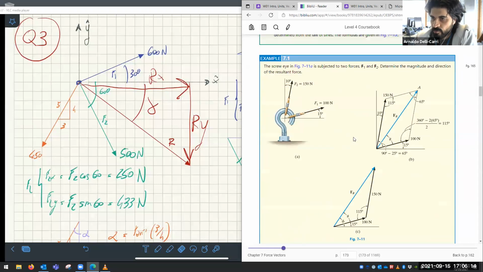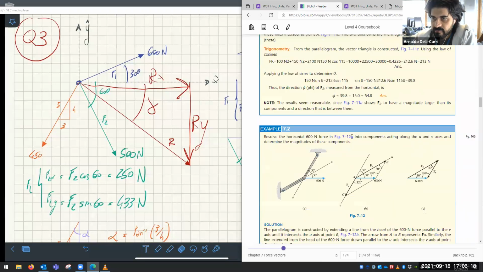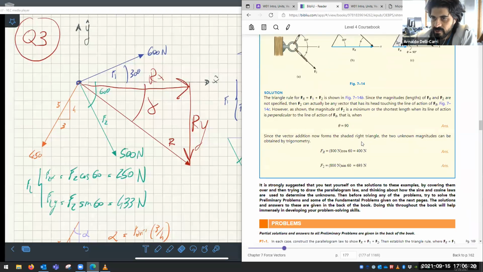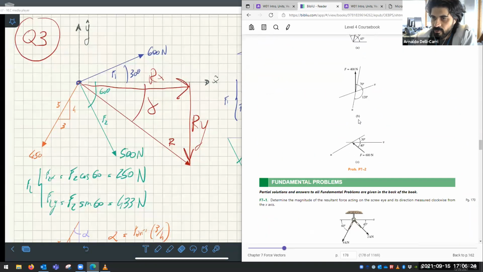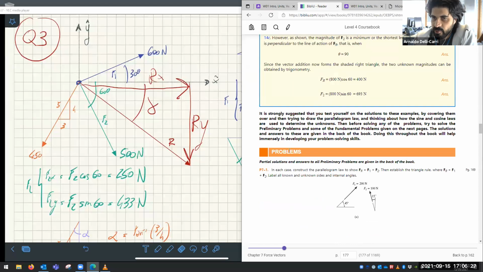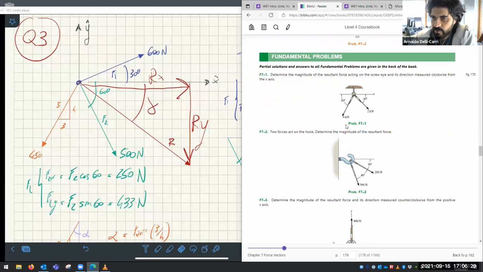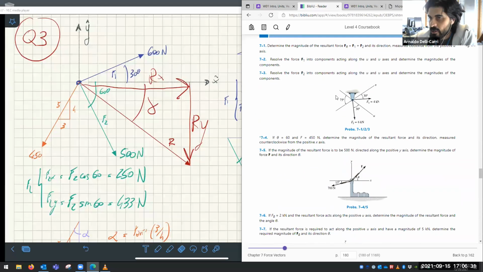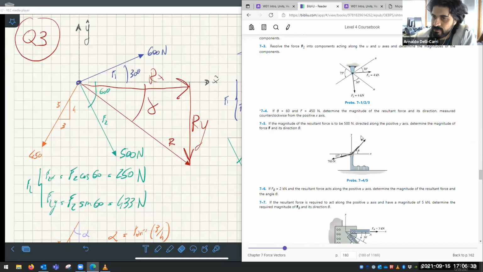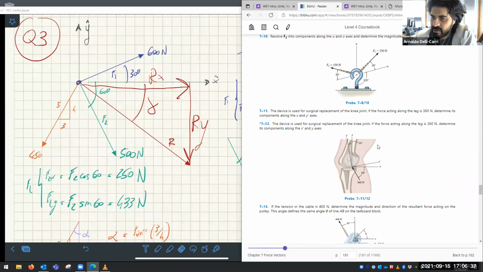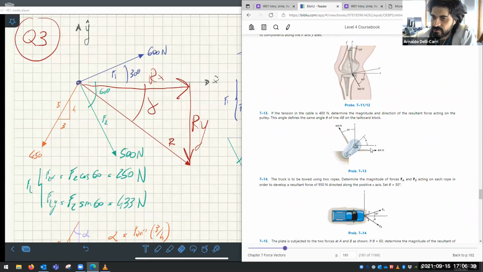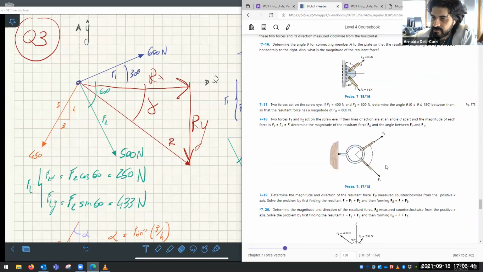So this is the example we did in class, remember? 7.1, 7.2. So there's all these examples, and these are problems. So these are all the problems. These are basic problems, fundamental problems. And then you have the actual problems, which are a bit more difficult, that require more thinking around. It's also very, very good examples.